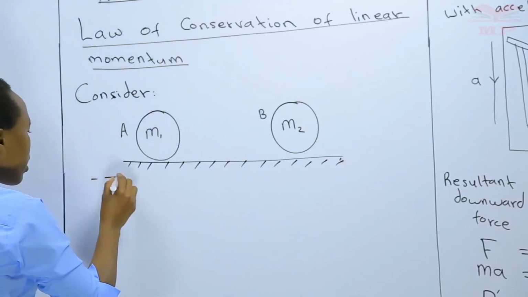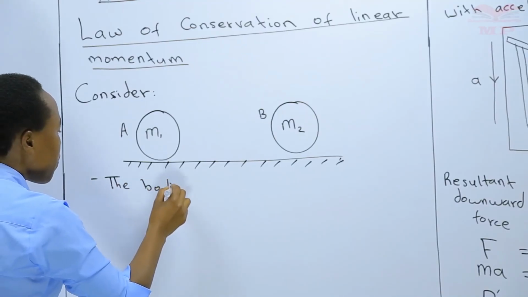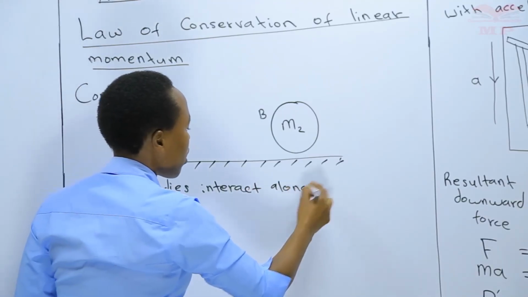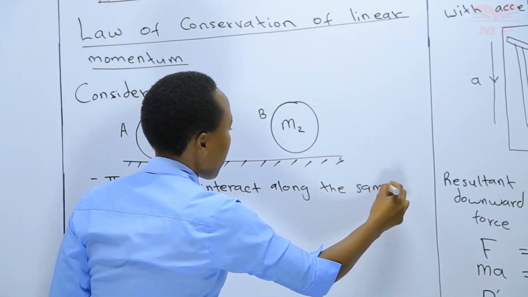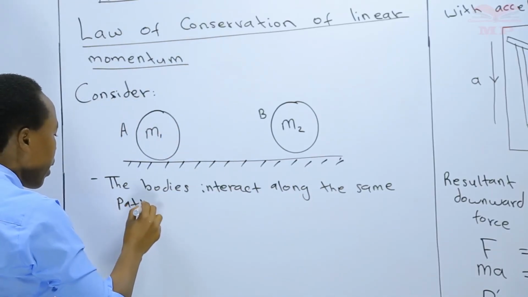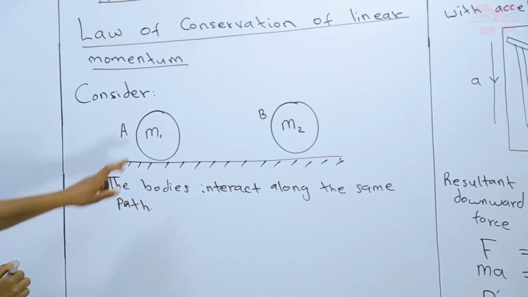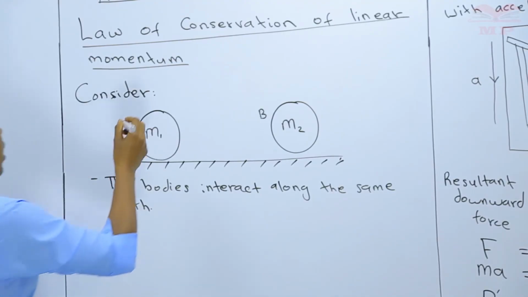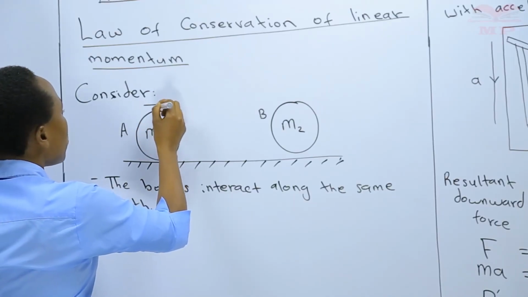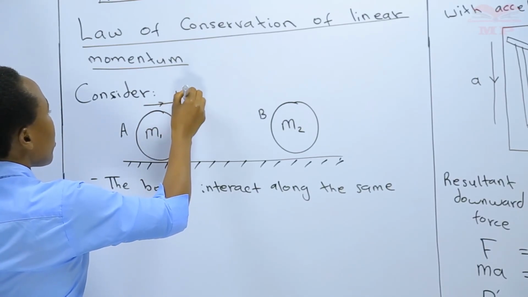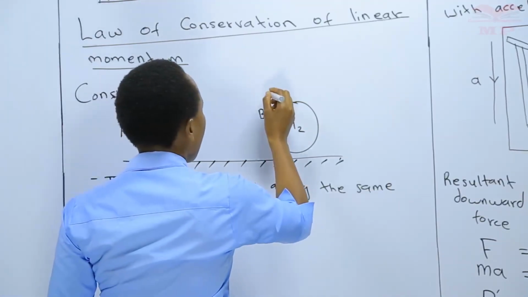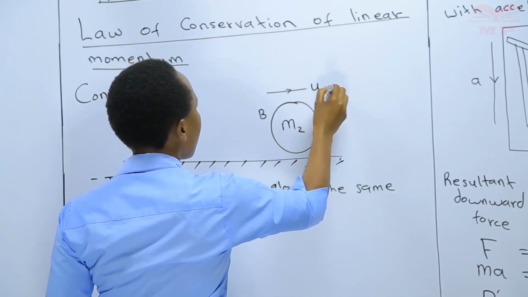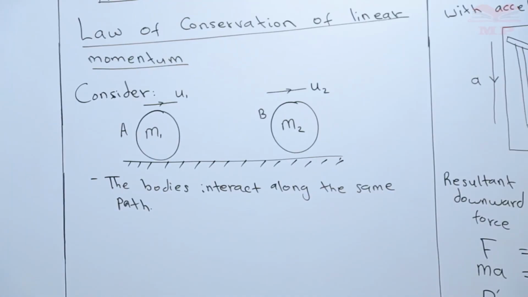So the bodies interact along the same path. They interact along the same path. Now I want us to have this is the first body A, then we have the other body B. Let's say that this body M1 initially is moving at a velocity u1, that is the initial velocity, and the other body M2, body B, is moving at an initial velocity u2. Then these two bodies collide.